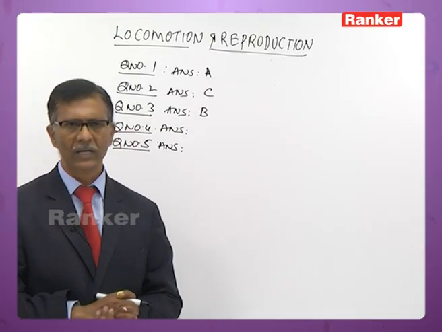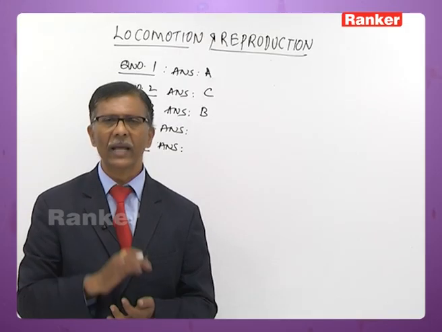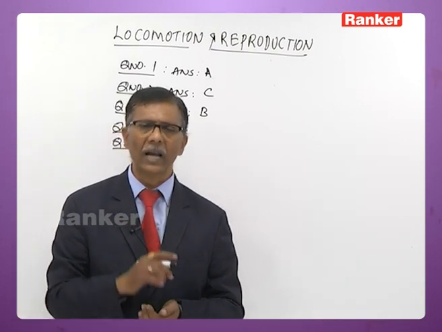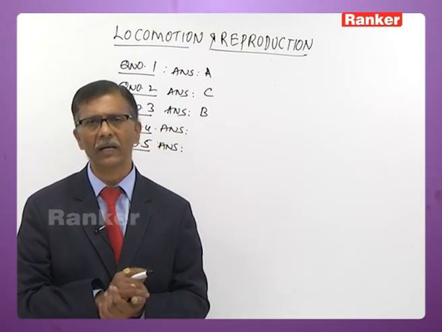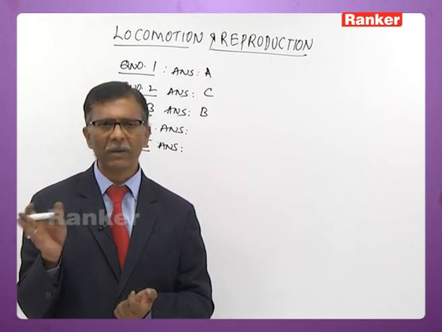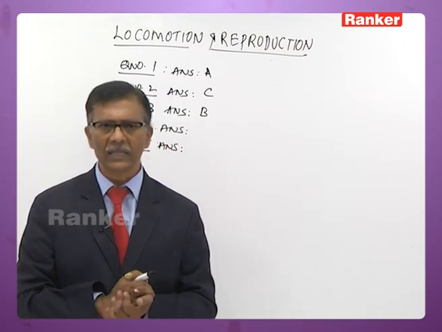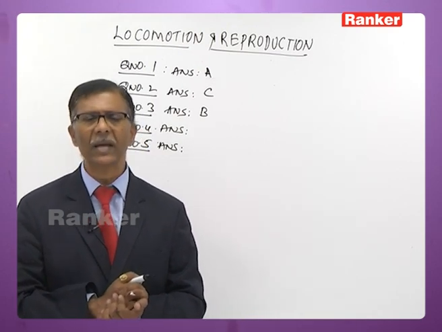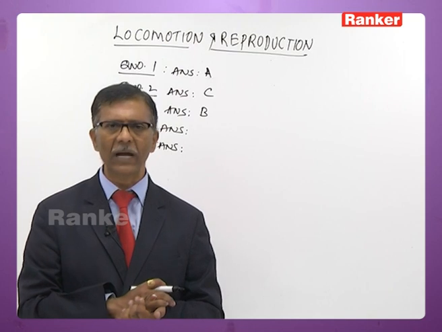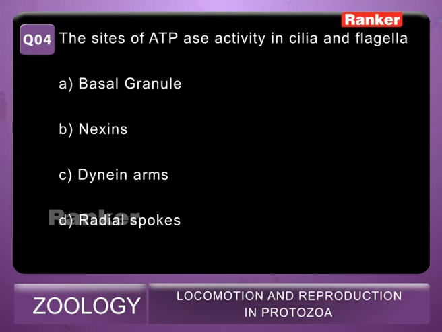Now question number 4. The sites of ATPase activity in cilia and flagella: A. Basal granule, B. Nexines, C. Dynein arms, D. Radial spokes. When you take cross section of a flagellum, there are 9 peripheral microtubules and 2 at the center. Each peripheral microtubule is a doublet. It has got A fiber and B fiber. B fiber is provided with a pair of short arms. Those short arms are called dynein arms. The dynein arms carry ATPase enzyme. So as per the question, the sites of ATPase activity in cilia and flagella are dynein arms. So fourth question correct answer is C.